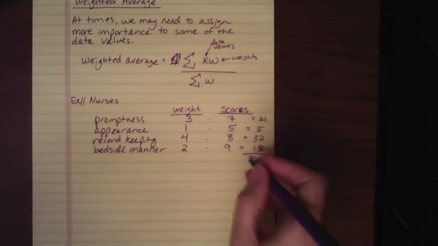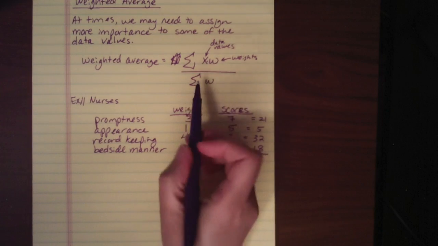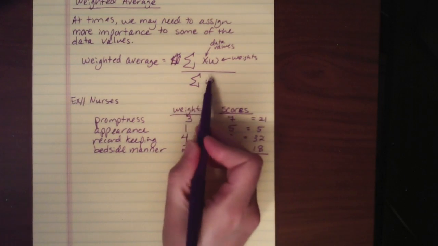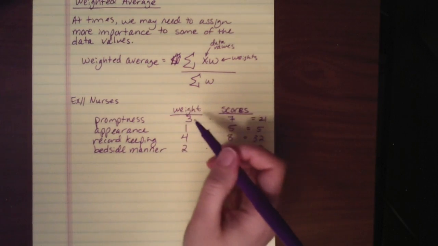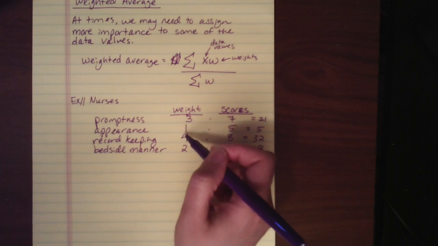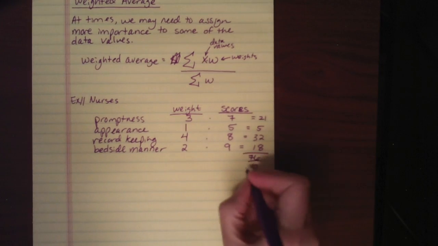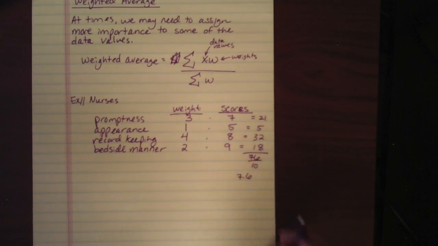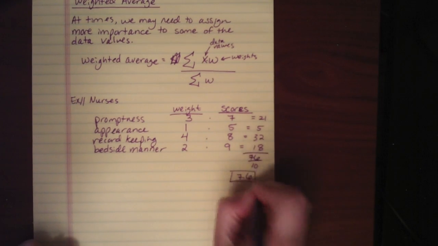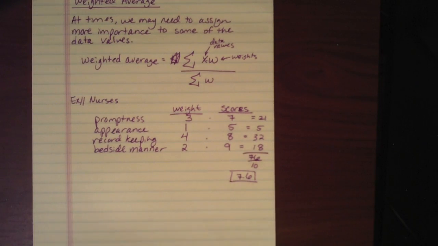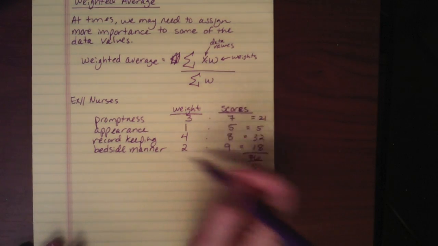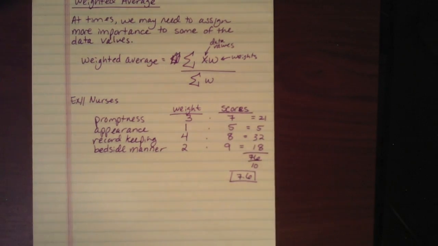And then it says to divide that value by the sum of the weights. So if I take all the weights and add it up, 3 and 1 is 4, another 4 makes 8, and 2 more is 10. So this nurse, their overall score is a score of 7.6. And now I can quickly and easily compare them to other nurses because we've boiled down their overall performance to one single score. Okay.